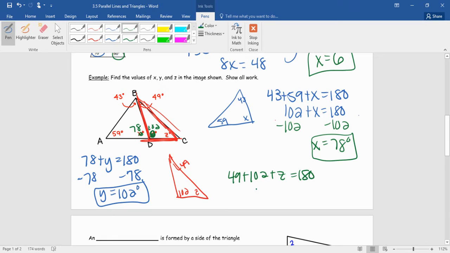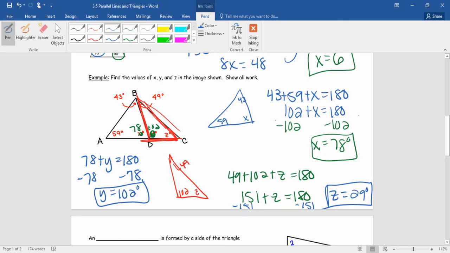So I'm going to combine these like terms. I think this is 151. I'm going to double check though. 49 plus 102. Yep, 151. So 151 plus z equals 180. Then, if we're solving for z, we'd have to subtract 151 from both sides. So z equals 180 minus 151, which is 29 degrees.